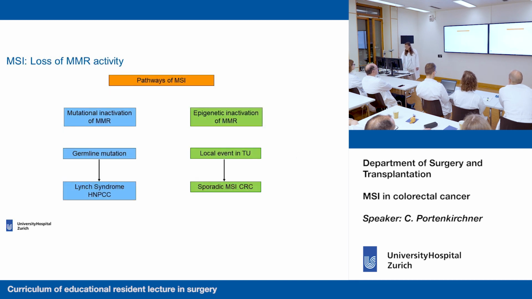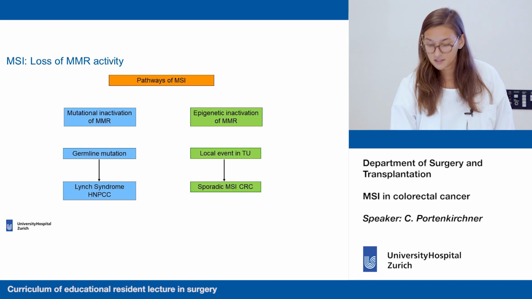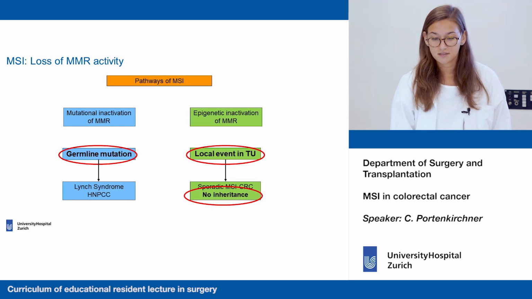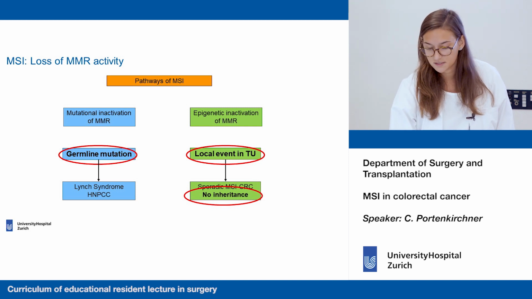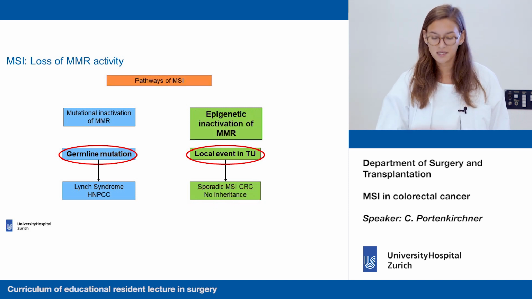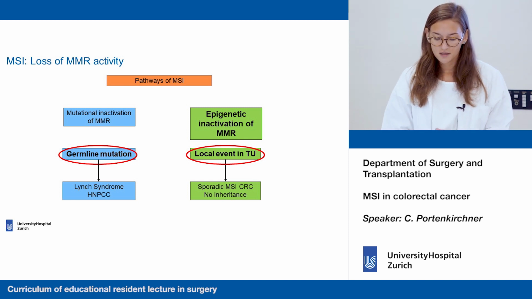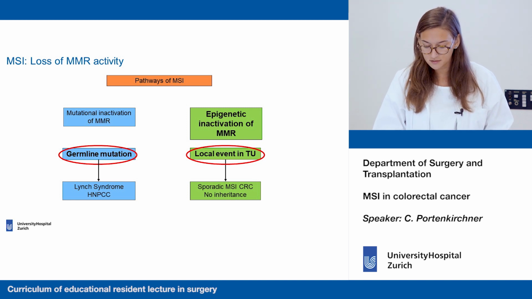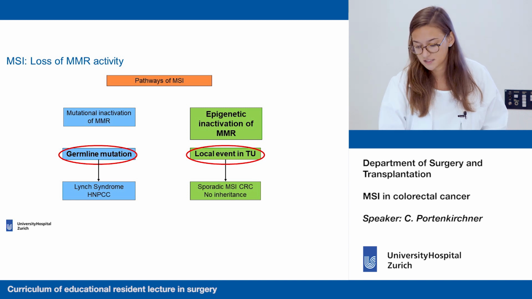So we will have a look at these pathways. We have a mutational inactivation of the mismatch repair system and an epigenetic inactivation. The mutational inactivation is a germline mutation, whereas the epigenetic inactivation is a local event in the tumor, and it's sporadic, non-inherited. But the germline mutation can lead to Lynch syndrome, also called HNPCC. Epigenetic inactivation: epi means above, so it's above genetics. Epigenetic variations include any processes that alter gene activity without changing the DNA sequence.